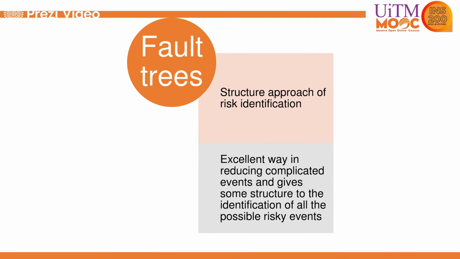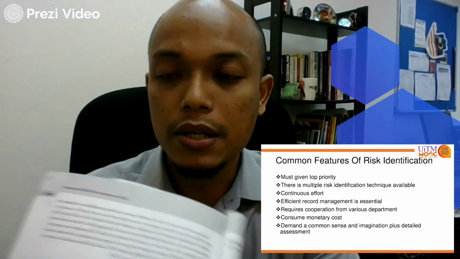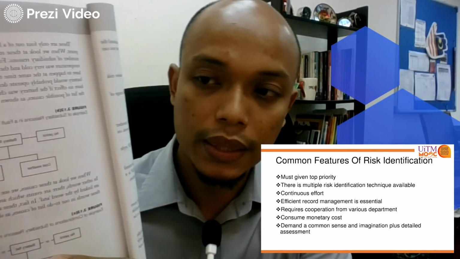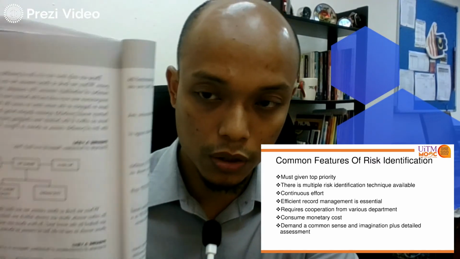Okay, next one is fault trees. Fault trees is one of the structured approaches for risk identification, and this is one of the excellent ways of reducing complicated events, and it gives some structure to the identification of all of the possible risky events. So if you can see from the example provided in the textbook, this is an example of a fault tree.